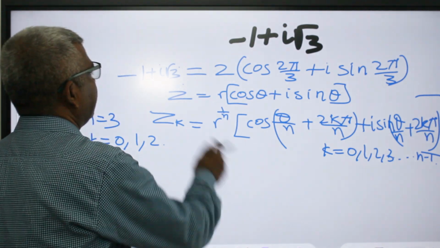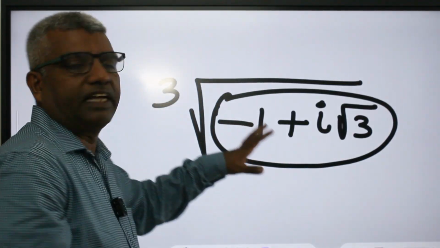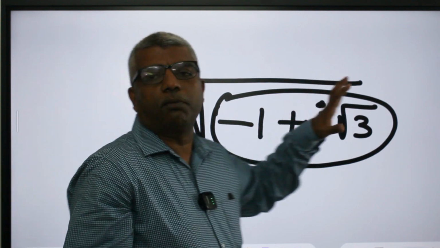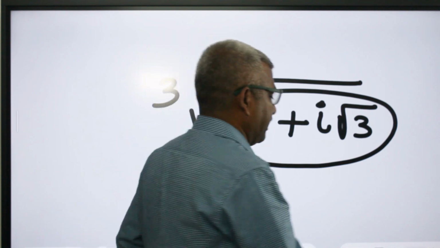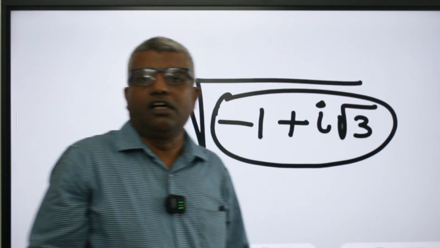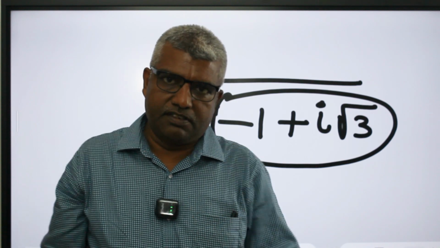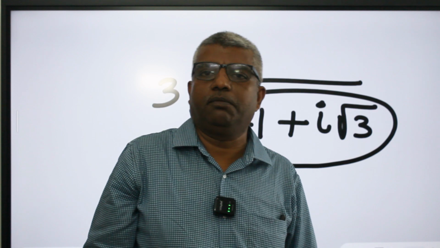Okay, we already did it. First, what we have to do? For minus 1 plus i root 3 power 1 over 3, first make minus 1 plus i root 3 into polar form. Then use the formula z k equal to r power 1 over n, cos of theta by n plus 2k pi over n, plus i sin of theta by n plus 2k pi over n.